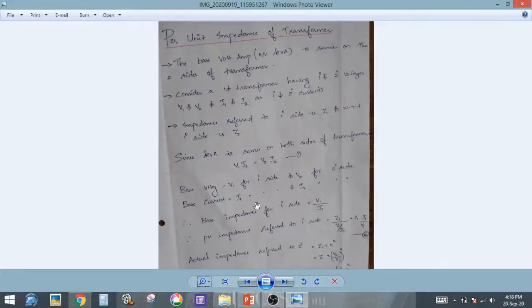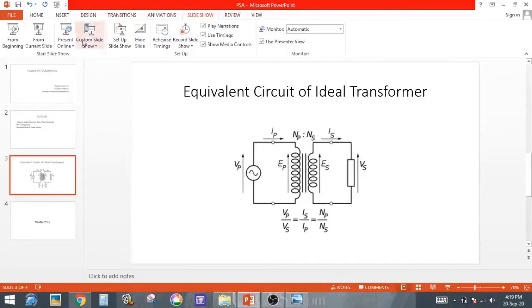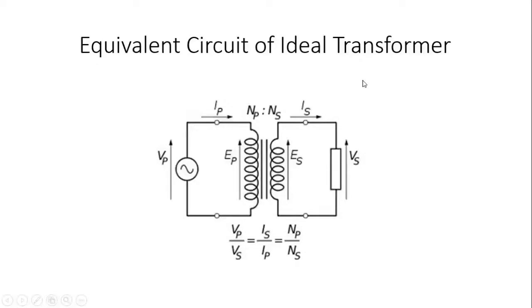Here we are going to discuss the per unit impedance of a transformer. This is the equivalent circuit of an ideal transformer. There is a primary winding, secondary winding, a primary voltage and a secondary voltage. An EMF is generated in the primary winding. Since the coils are mutually coupled, an EMF is induced in the secondary, which is expressed as ES. This is for an ideal transformer.